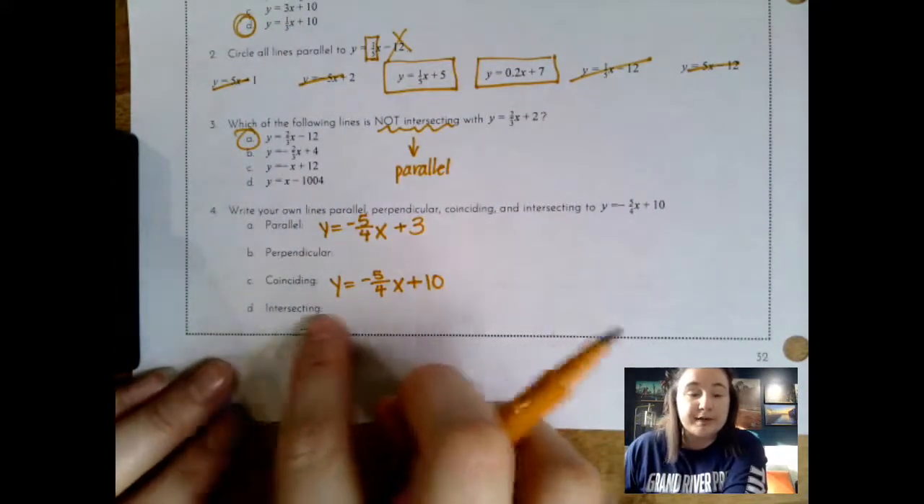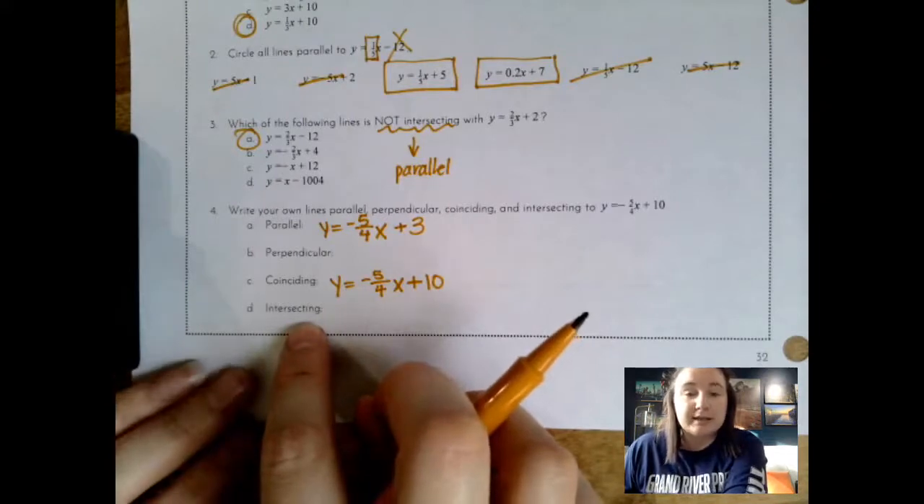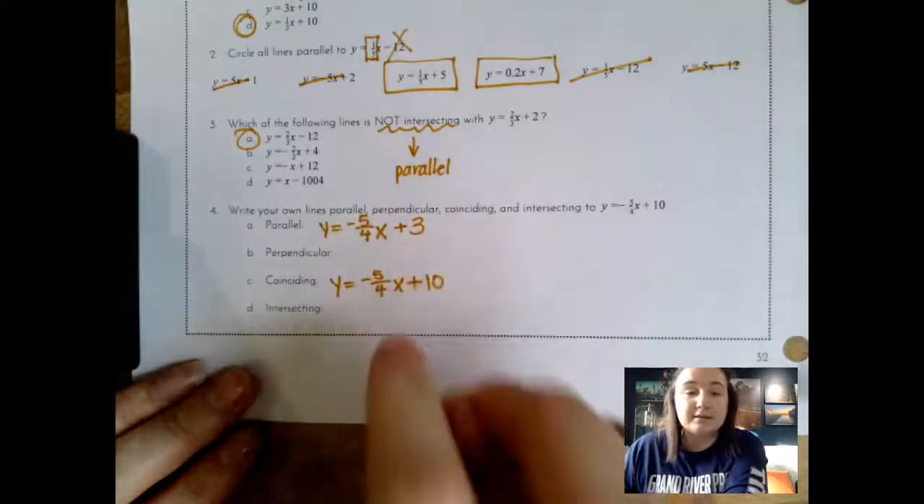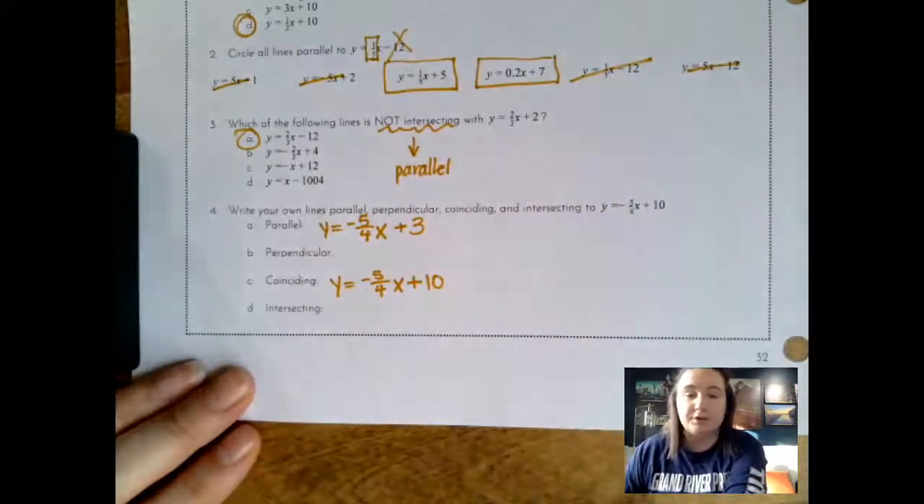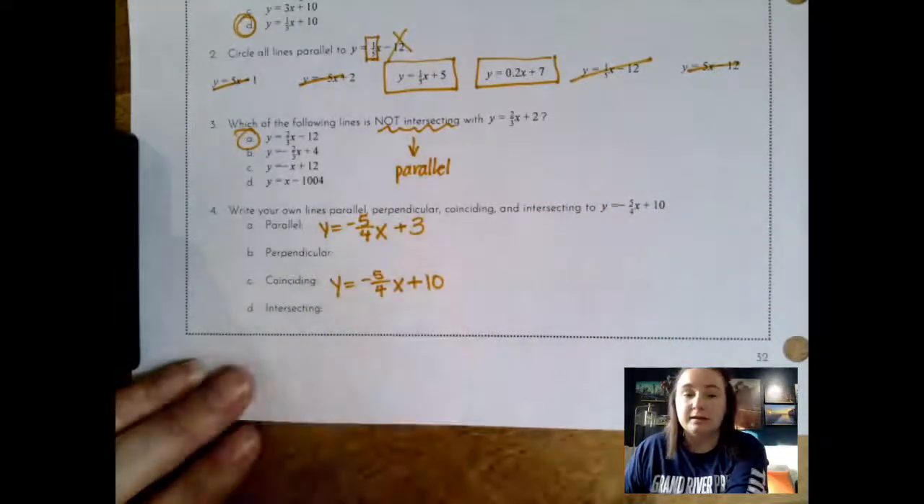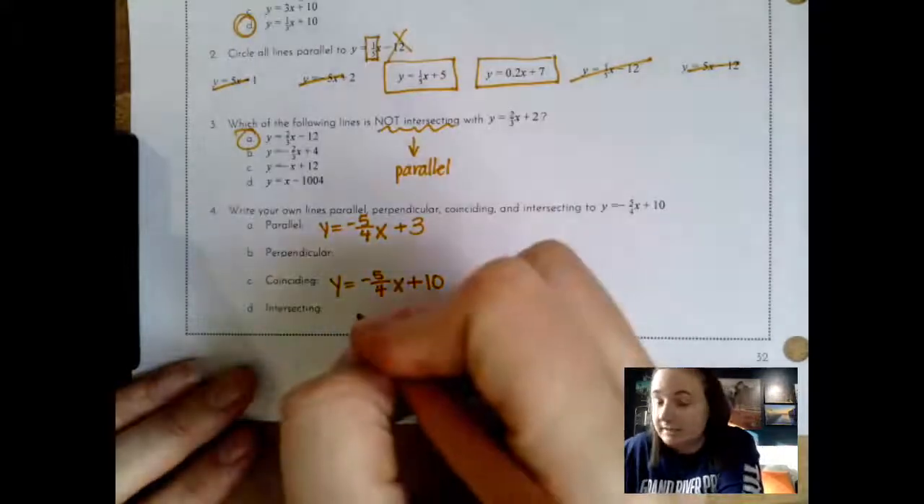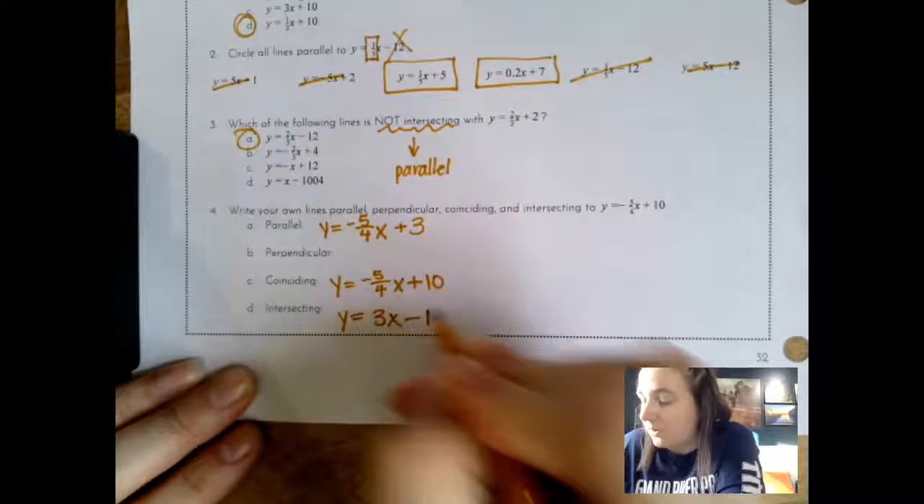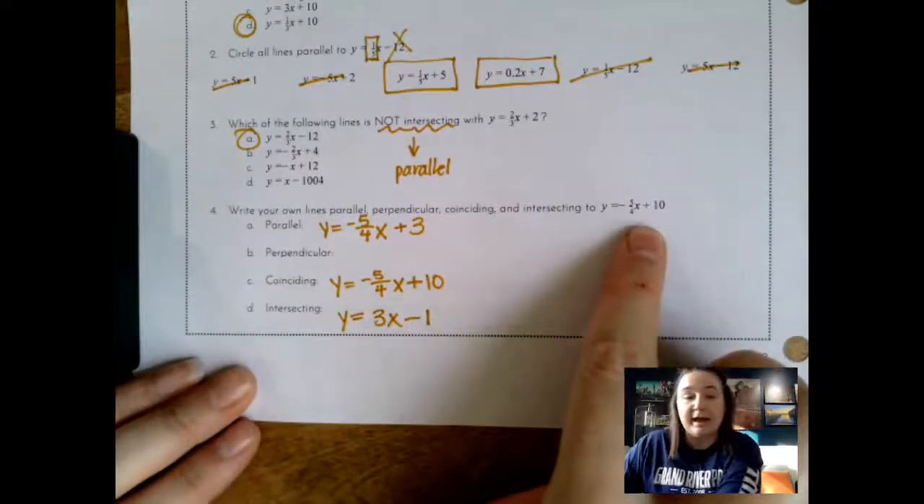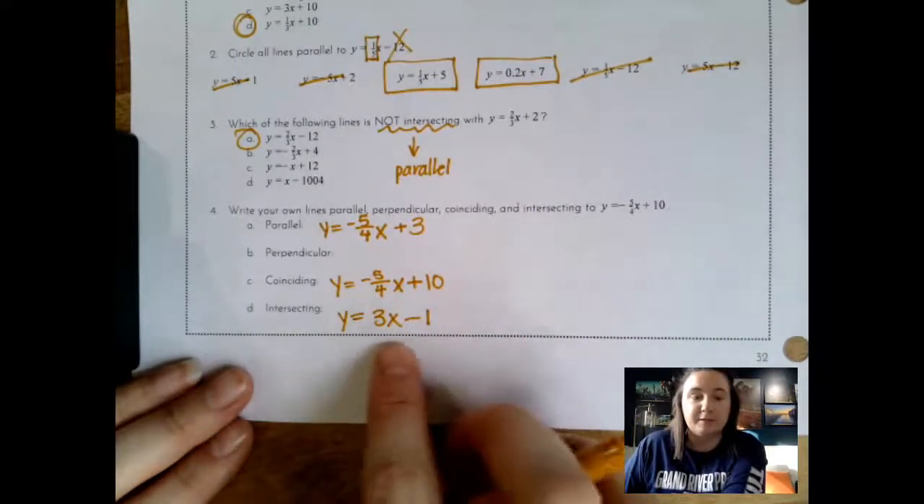Then I'm going to do intersecting, because intersecting can be anything that's not these. So I think what's easiest to do is just to change everything. Change M, change B, make sure you don't do any of the patterns from the other lines. So an intersecting line could be like y equals 3x minus 1. That will intersect with that, but not in any special way like perpendicular or anything.